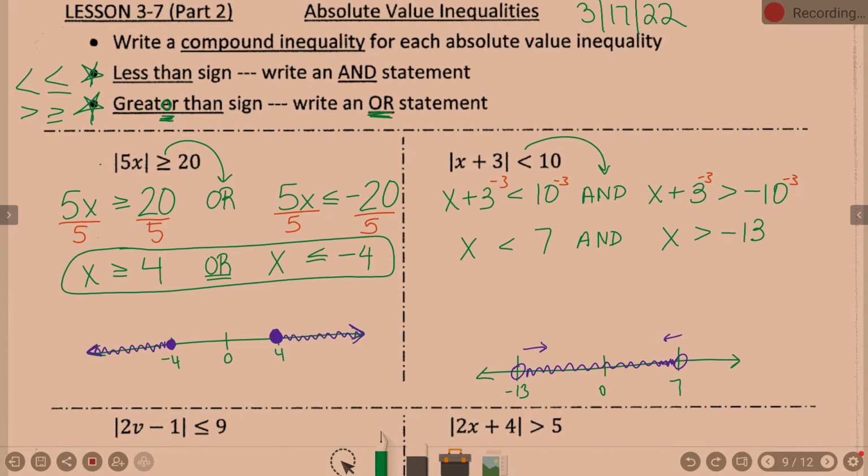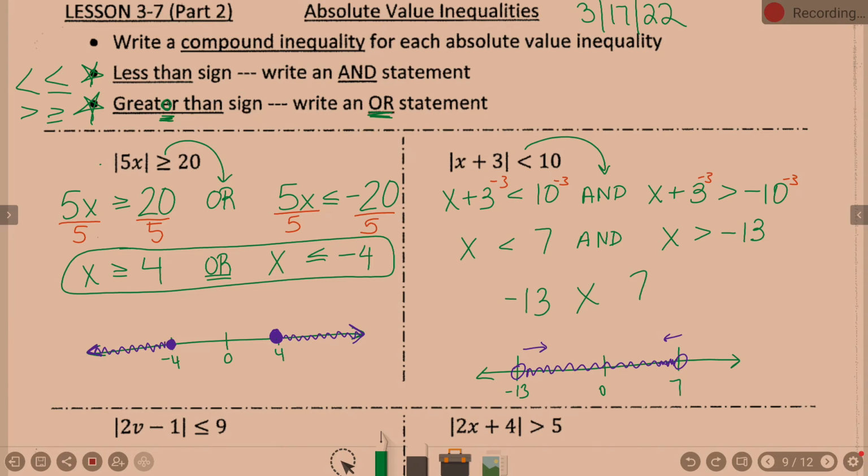Now, here's my thing. You need to know, they might make you set it up as an AND statement with x in the middle. So follow along, please. When you have x in the middle, generally you want to put the bigger number on the right. What's the bigger number that we used? 7. Smaller number on the left, what's the smaller number?